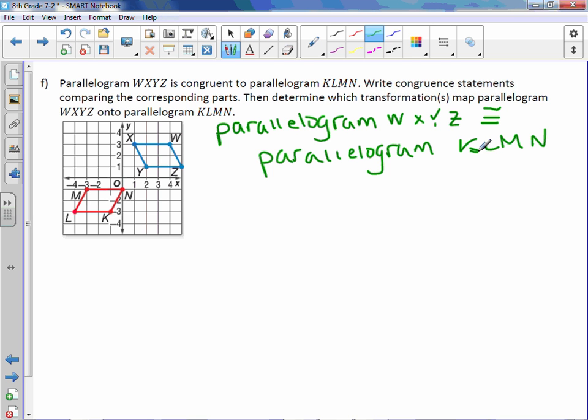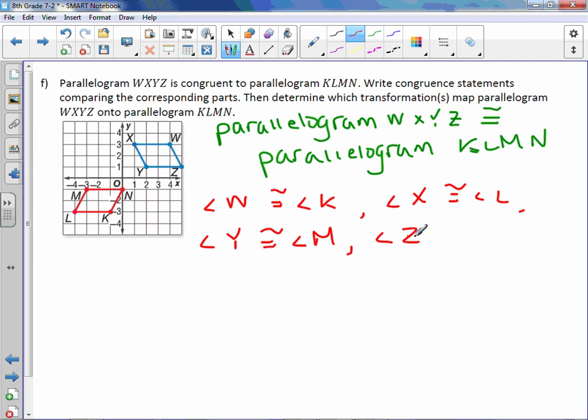Okay, we'll do our angles. Angle W is congruent to angle K. Angle X is congruent to angle L. Angle Y is congruent to angle M. And angle Z is congruent to angle N.